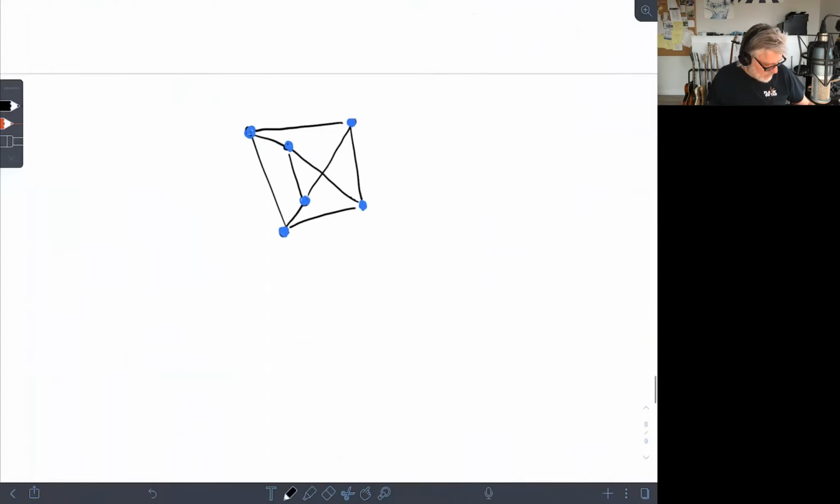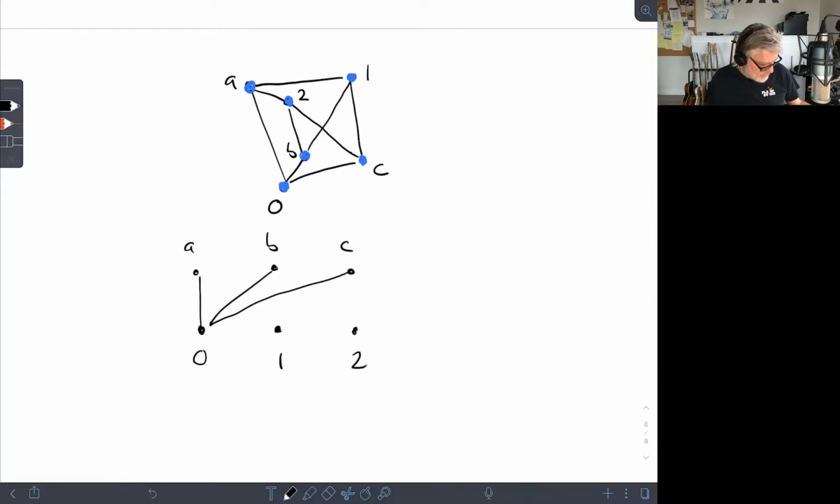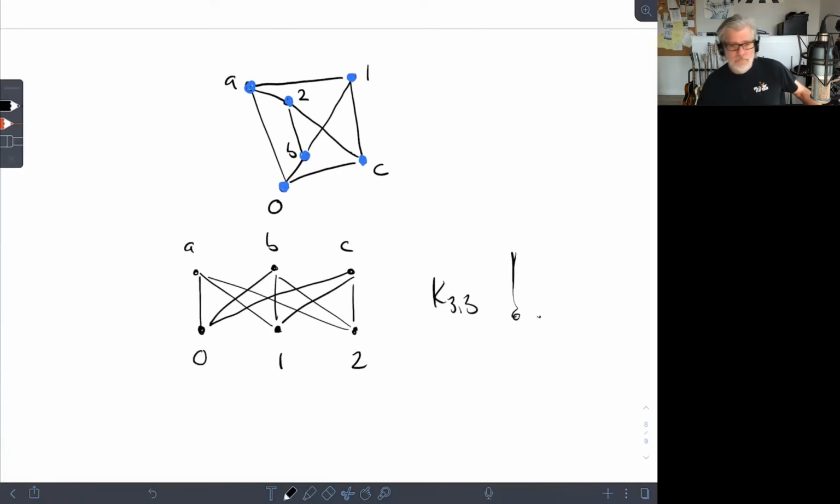Let's see. Let's give names to these vertices. Let's call this 0, and this A, B, C, 1, 2. Okay, so I'm just going to redraw it. 0, 1, 2, A, B, C. I hope this is right. So 0 is adjacent to ABC. 1 is adjacent to ABC. And 2 is adjacent to ABC. Yeah. This is K33. Okay, so that's it. So that's a proof.